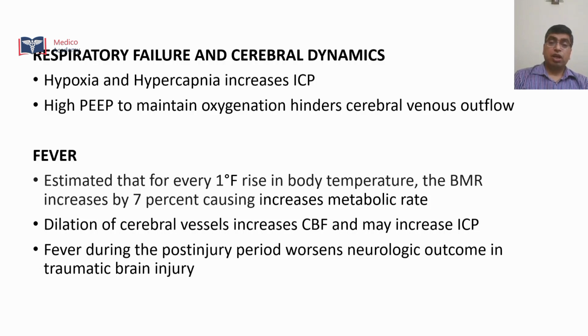Avoid hyperthermia or fever in the patients because an increase in the body temperature results in an increase in the basal metabolic rate. For every 1 degree Fahrenheit rise in body temperature, the basal metabolic rate increases by 7%, causing increased blood flow to the brain. And this causes increased intracranial pressure. So use antipyretic agents and cold sponging in the patient to control hyperthermia.